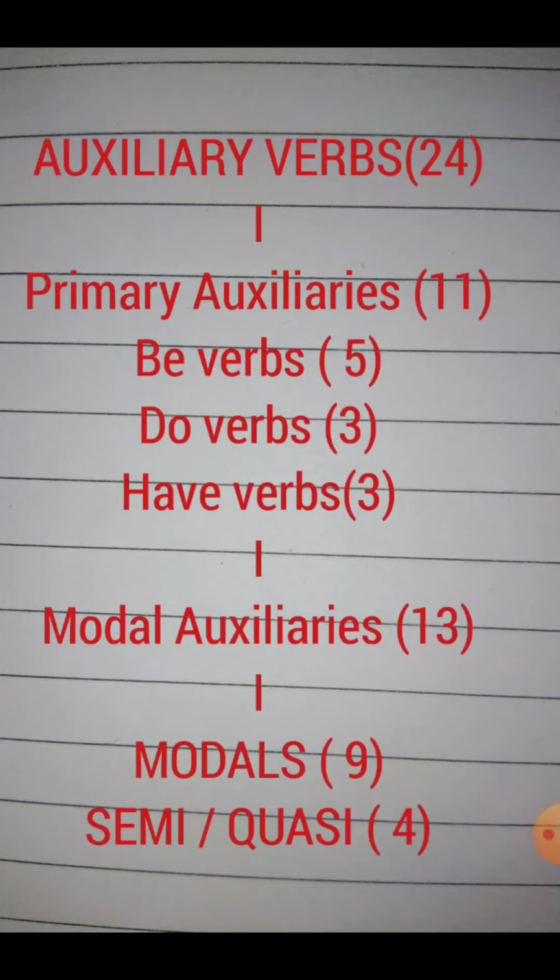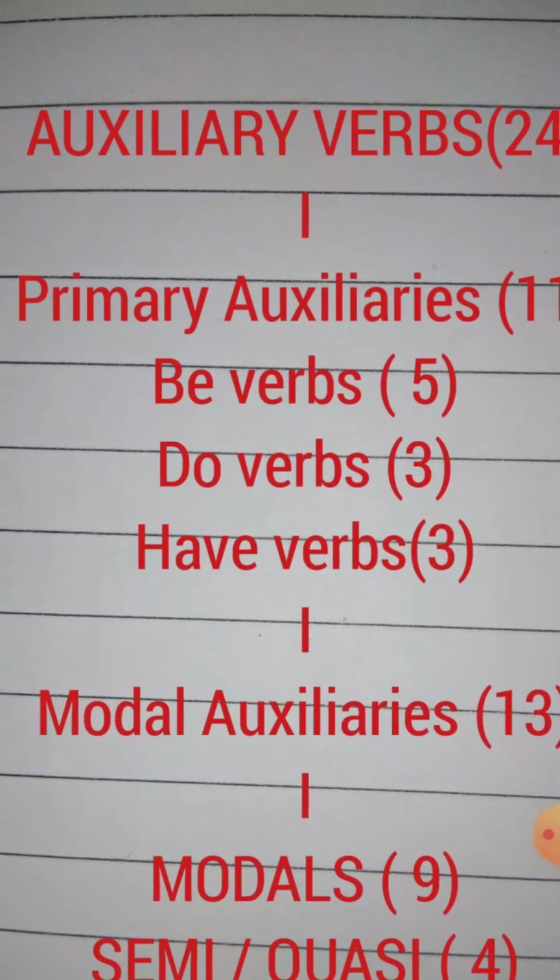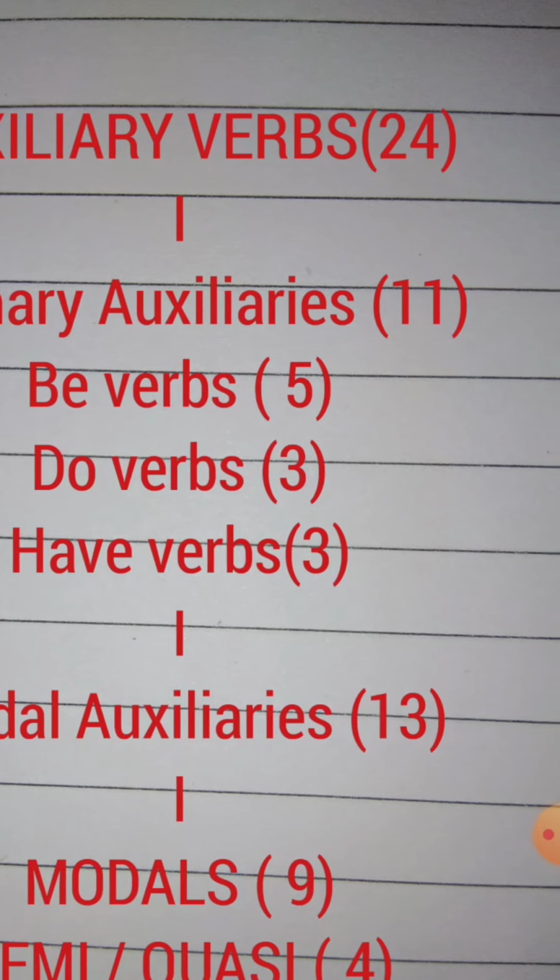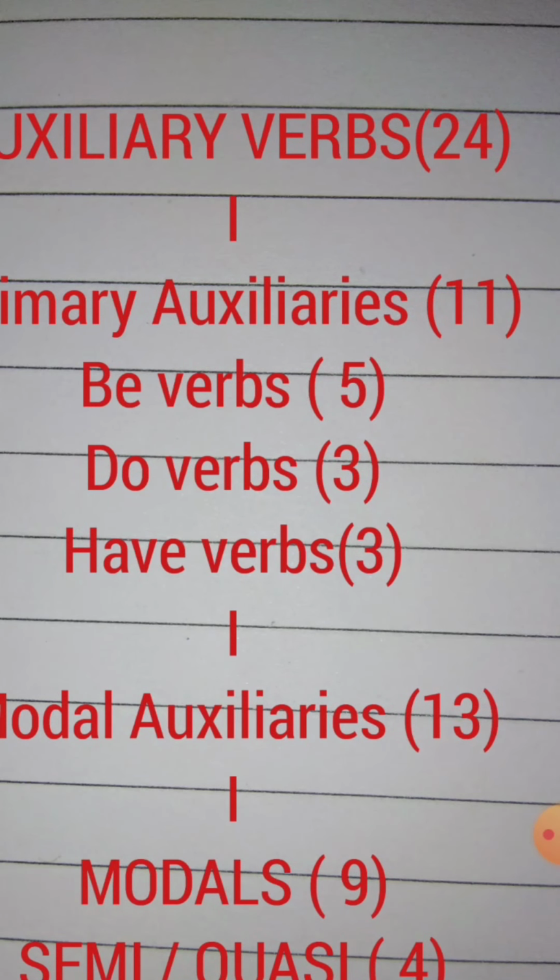There are 24 auxiliary verbs. So, what is an auxiliary verb? An auxiliary is a helping verb. An auxiliary is a verb which is used with another verb to help make tenses other than simple present or simple past. So, there are 24 auxiliary verbs in English.